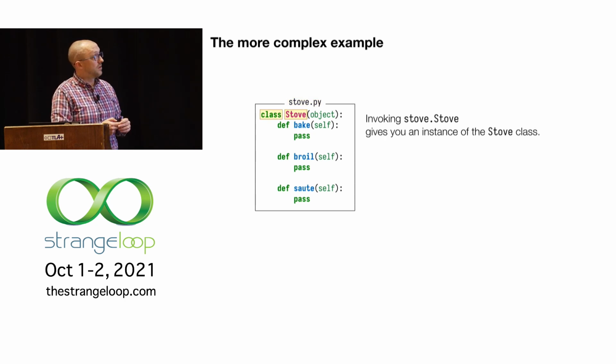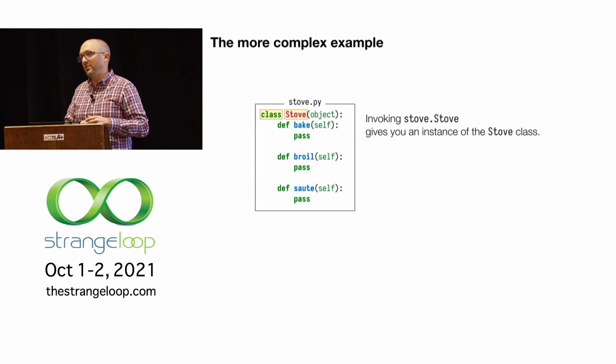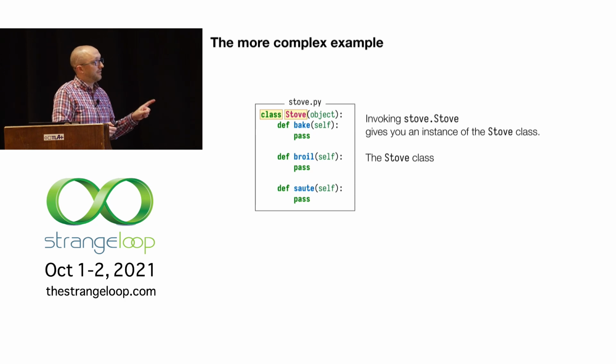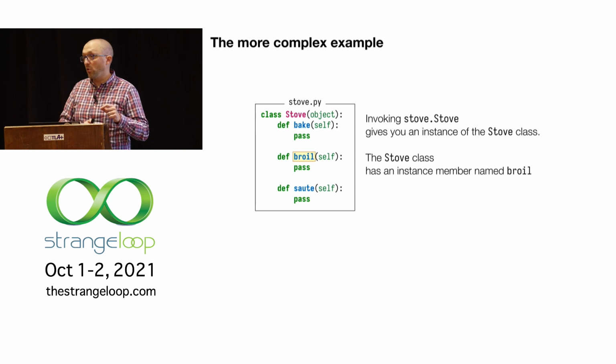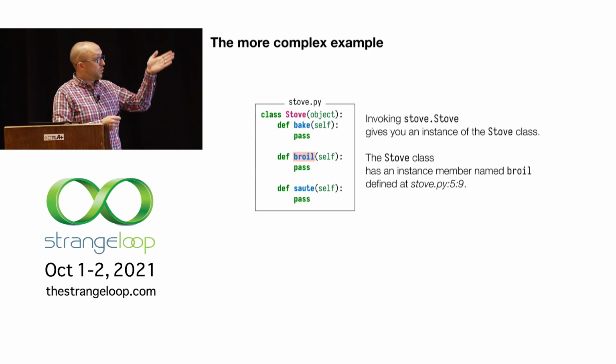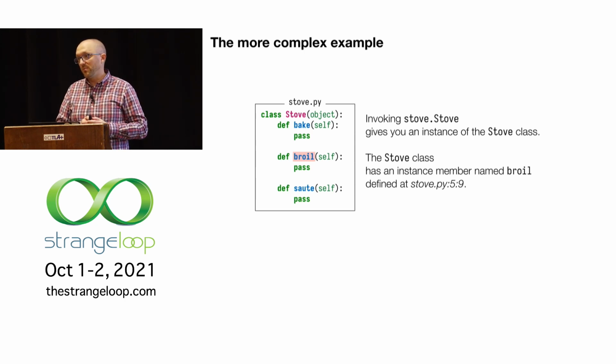If you invoke stove.stove, what you get is an instance of the stove class. And we know that part of the fact because of our knowledge of Python, that classes are things that you can invoke. When you do so, you get an instance of the class. The other fact that we have in this file is that the stove class has an instance member named broil, which is defined at a particular location. And again, this is just looking at the definition of the class. This is what it means to define instance members in Python, and so we can encode that narratively in an English fact.